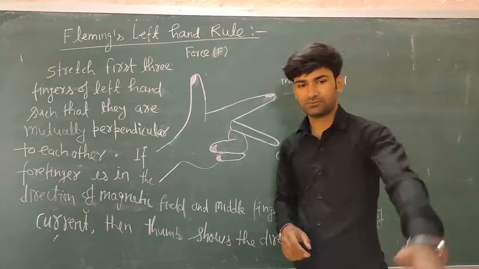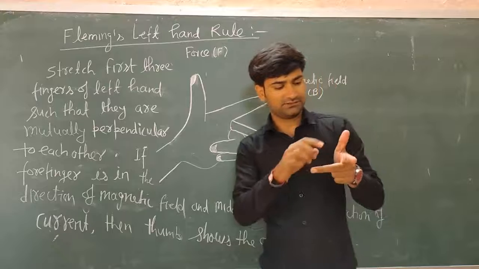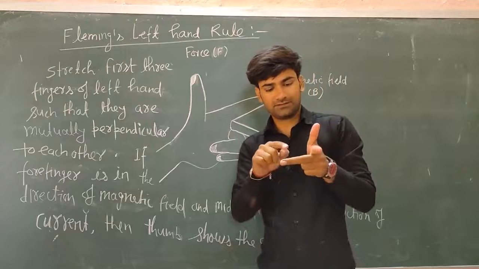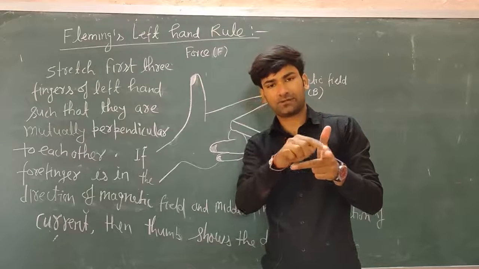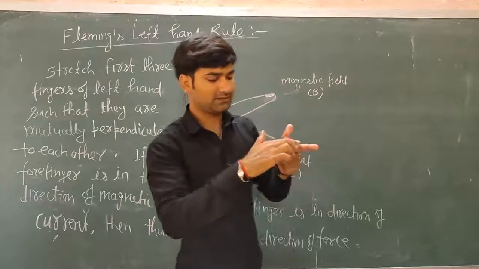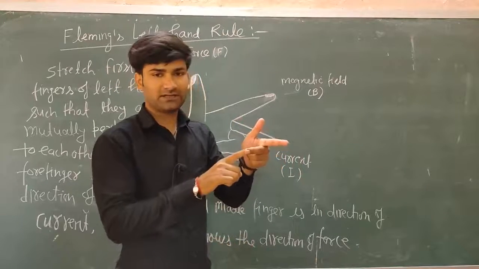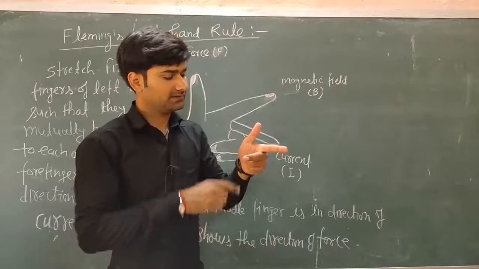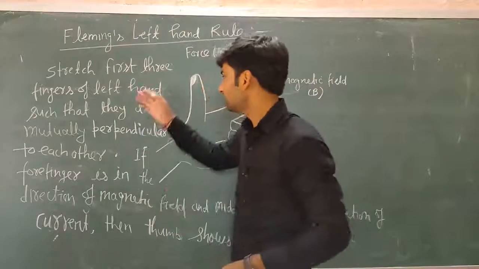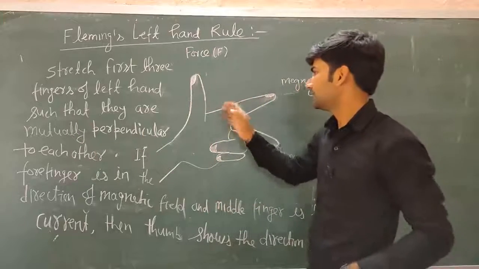According to Fleming's left hand rule, if the first three fingers are mutually perpendicular to each other, it means the first three fingers, you can see the thumb, forefinger and middle finger, all three fingers are mutually perpendicular to each other. If the forefinger is in the direction of the magnetic field, the middle finger is in the direction of current, then the thumb shows the direction of force. Here the definition is given, and this is the figure related to Fleming's left hand rule.